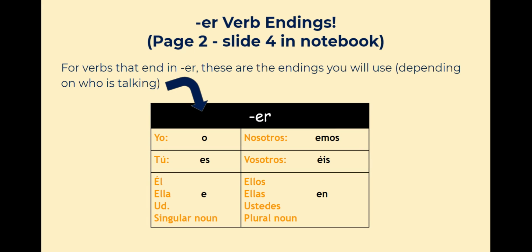For our ER verbs, we have all of our different endings for ER verbs as well. So for the yo form, we have O. The tú form, we have es. Él, ella, usted, and singular nouns, we have e. For the nosotros form, we have emos, vosotros, éis. And then ellos, ellas, ustedes, or any plural nouns, we have en.